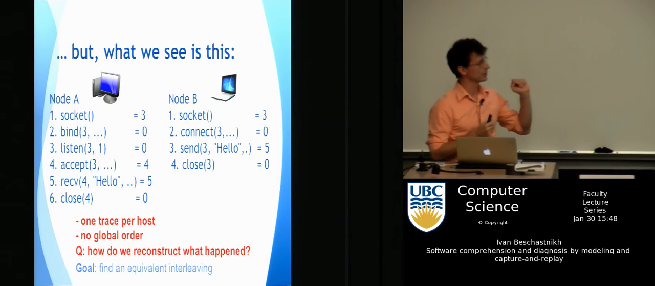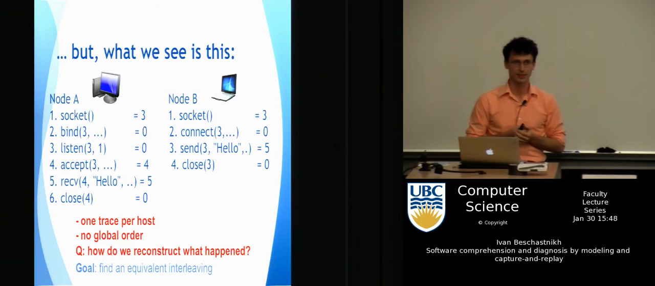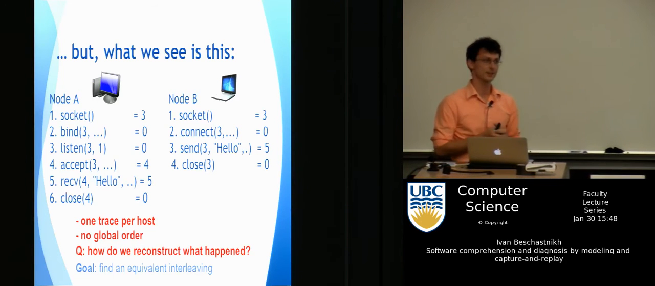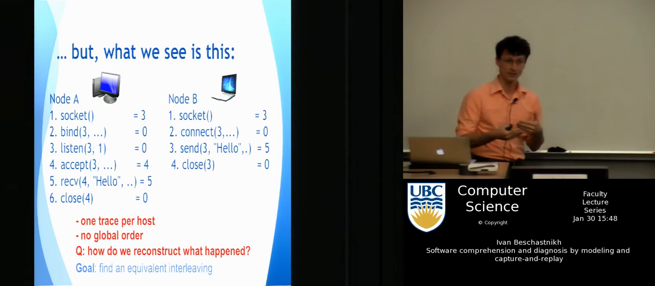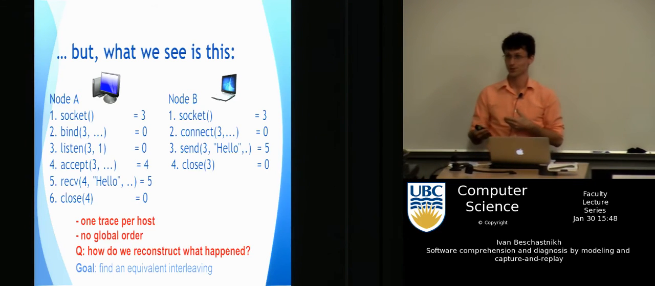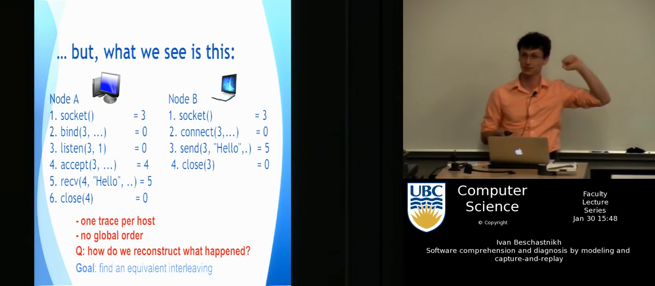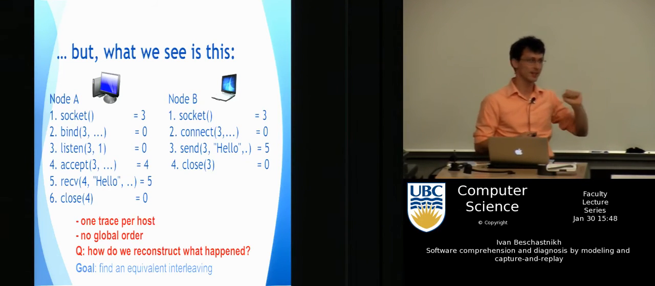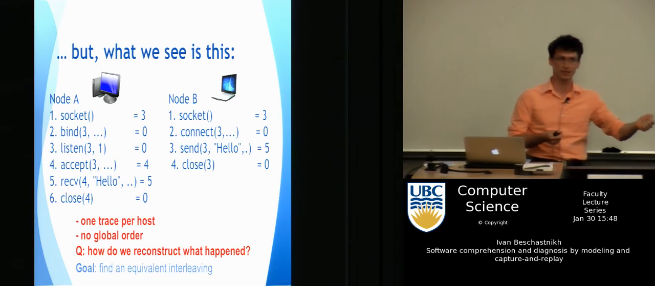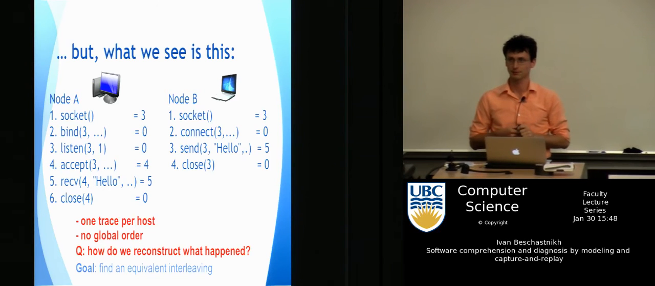The goal here is really to find an equivalent interleaving. It turns out that finding the exact sequence of events that occurred is really challenging. And in fact, there might be multiple partial orders that might have produced this view. So we're going for a partial ordering that is going to give us the same diagnosis as the real ordering. That's really what we're aiming for.